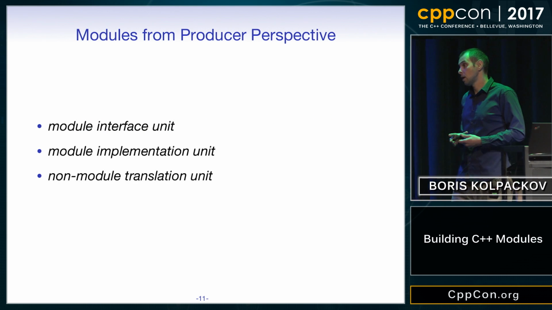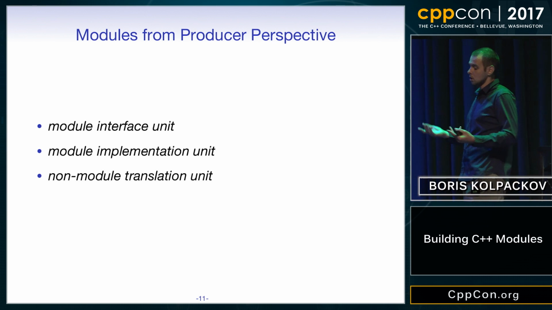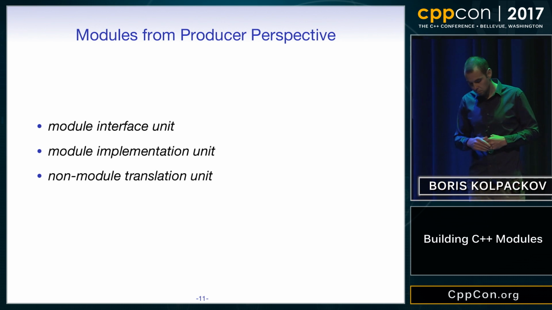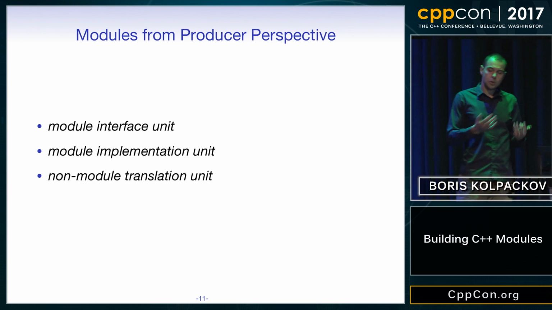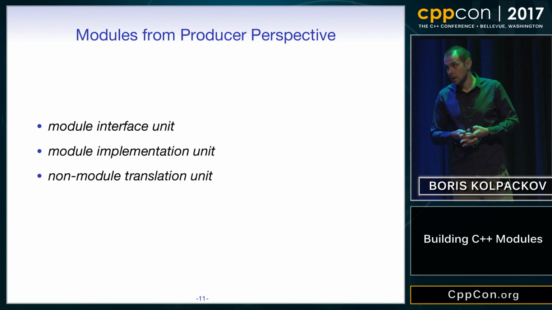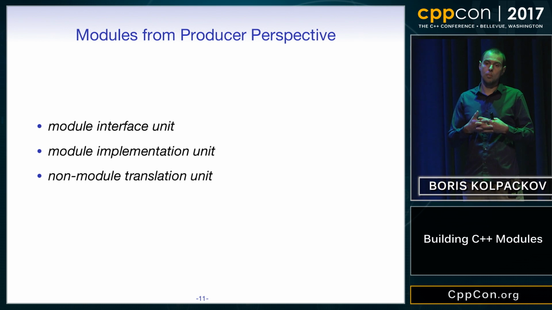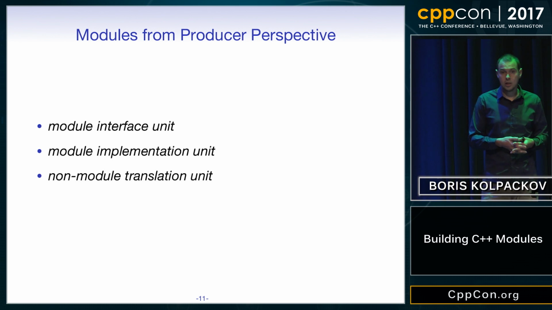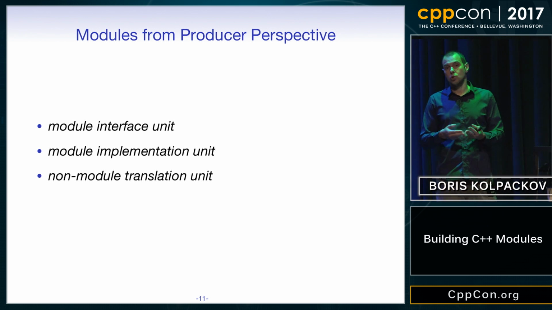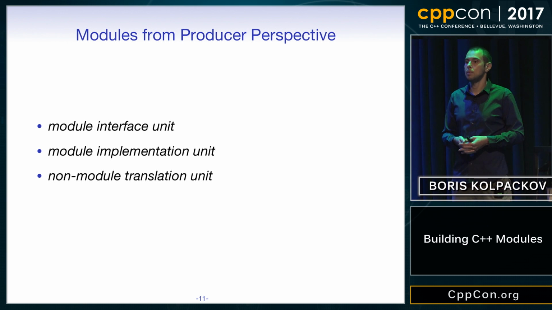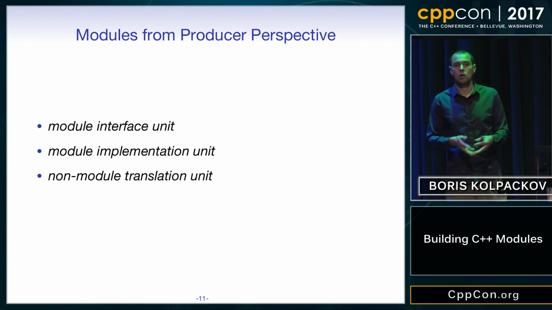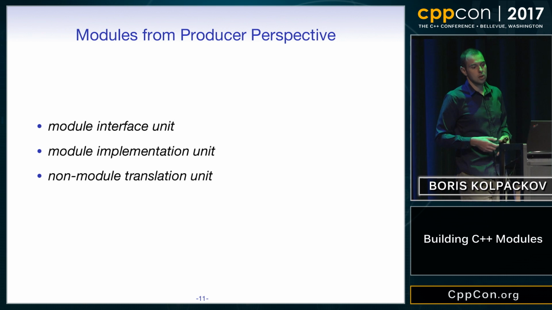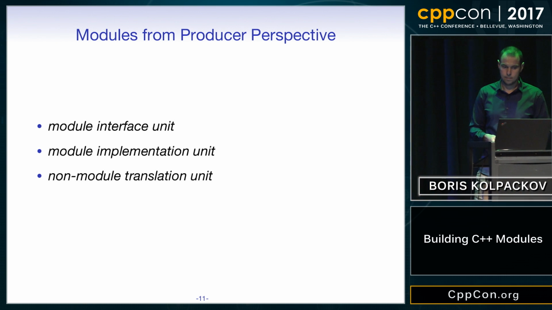Okay, so that was the consumer perspective. Some new concepts, but I think fairly straightforward. The producer perspective is necessarily more complex. Before modules, we had a single type of translation unit. Now we have 3. We have the module interface unit, we have the module implementation unit, and we have the old kind, which we'll call a non-module translation unit.